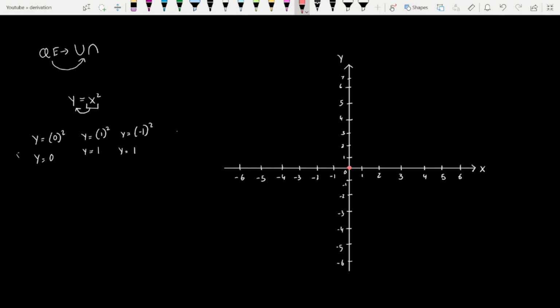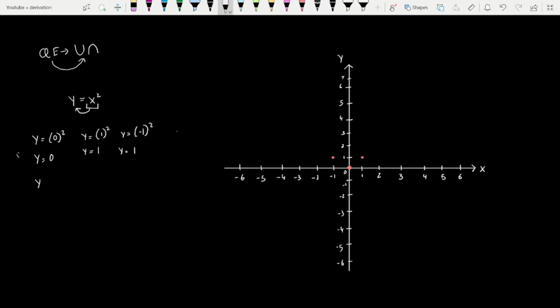So what I found out was that when my x was equal to 1, my y was also equal to 1, so I put a dot over here. So my x is 1 and my y is also 1. And in the same way, when my x was -1, my y was equal to 1, and so I put a dot over here.